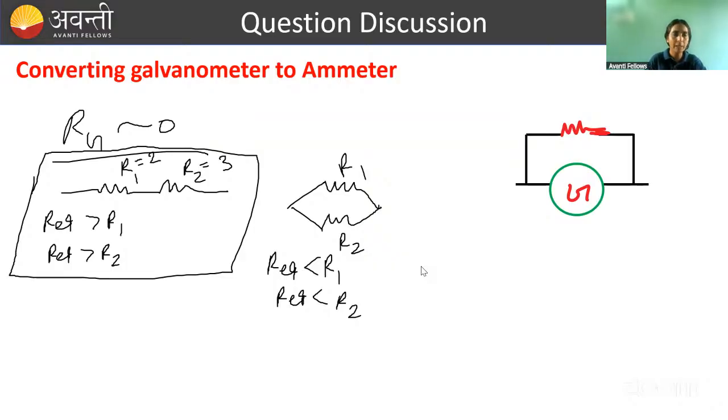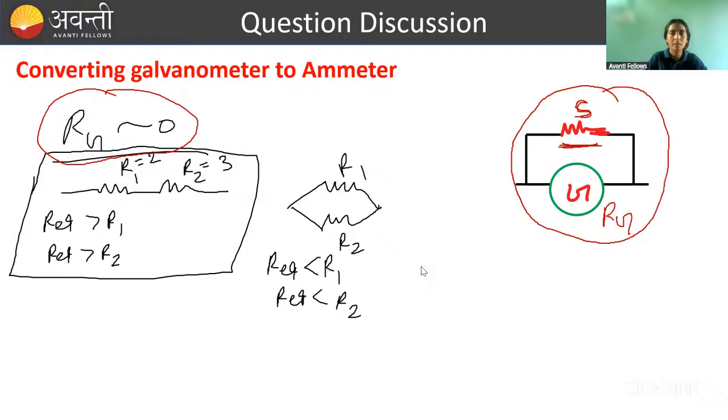Okay? So here what we have to do is make RG 0, make RG very, very small. So what we will do is connect a small resistor. Let's say this is called a shunt resistor. Since the value of its resistance is very small, that is why it is called a shunt resistance. So we are connecting a shunt resistance in parallel with the galvanometer. This has a resistance of RG, this has a resistance of S. Now, if we connect this in order to calculate current, then what will happen?